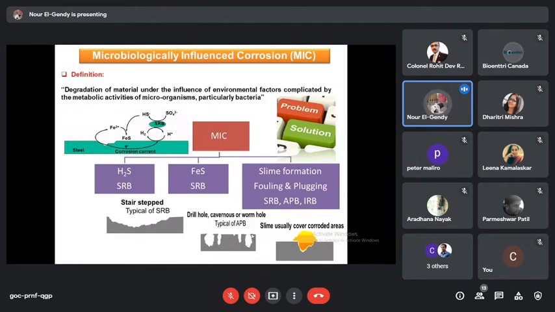Another problem which we are facing is microbially influenced corrosion. The petroleum industry, using cooling towers, pipelines, oil tankers, and also the huge ships used for the transportation of fuels, all suffer from what's called microbially influenced corrosion in general. This is its definition: the degradation of material under the influence of environmental factors complicated by the presence of microorganisms. The main precursors are sulfate-reducing bacteria, iron-reducing bacteria, and acid-producing bacteria.